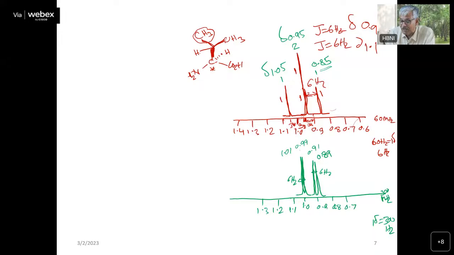Now as the J value does not change with the machine frequency, clearly the two doublets got separated out. So this is the advantage. This is called the spectral dispersion. When you record a spectrum in a low frequency machine, you may get a spectral overlap, or peaks overlap. But you see now, as J is constant in terms of hertz, and delta changes in terms of hertz, that's why you get the spectral dispersion.